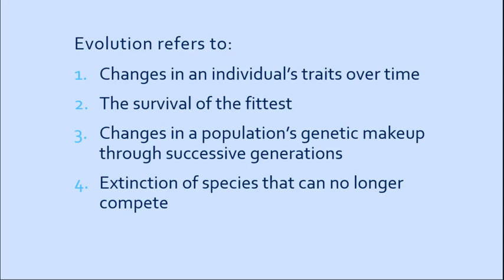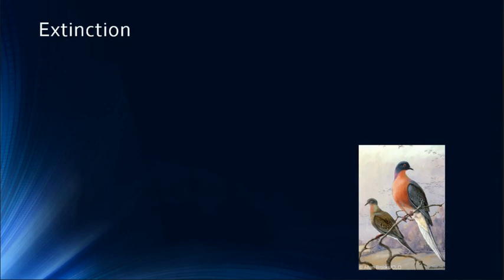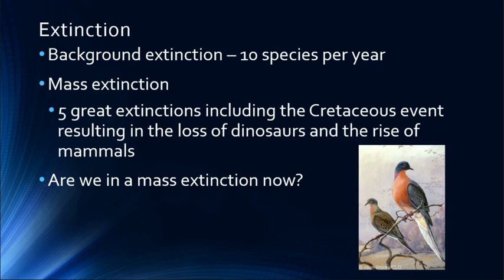It's change in genes. Now, what happens if you do not have traits that allow you to survive in a given environment? That brings us to extinction, and this right here is the passenger pigeon, okay? Now, extinction is natural, it's normal. There are about 10 species per year on average throughout time that have gone extinct. There have been 5 great mass extinctions, and that includes the one that allowed for the rise of mammals 65 million years ago, the end of the Cretaceous extinction. That was when we had the Chicxulub asteroid and all that good stuff.